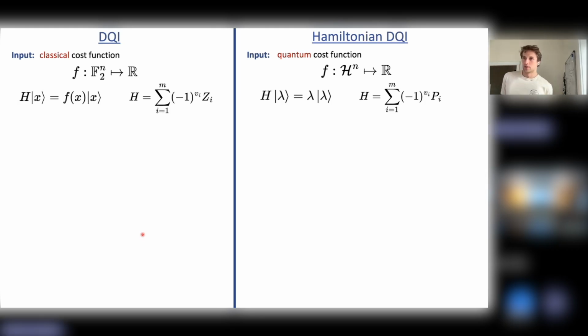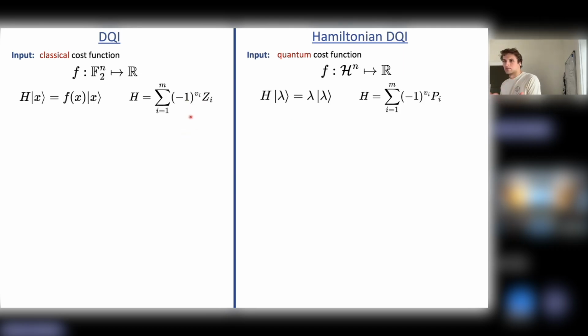So in DQI, the input is some classical cost function. Let's just assume the input to be discrete, so let's say it's over bit strings. Any classical cost function you can always write as some classical Hamiltonian, so some diagonal Hamiltonian, whose eigenvectors are bit strings. And I just choose my Hamiltonian to be such that the eigenvalue on some bit string x is f of x. And in the discrete case, this just means H is a Pauli Hamiltonian that contains only Pauli Z terms and no X or Y terms.